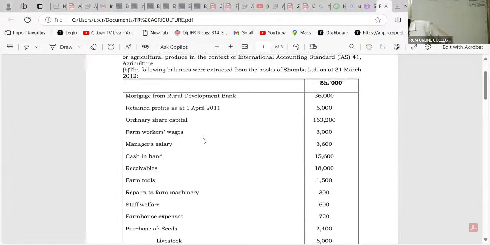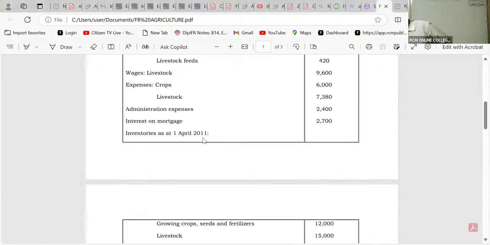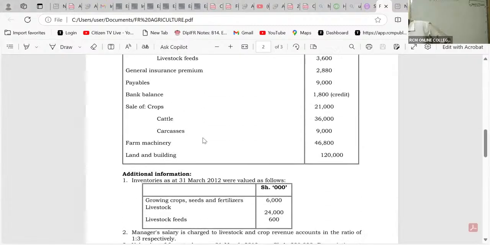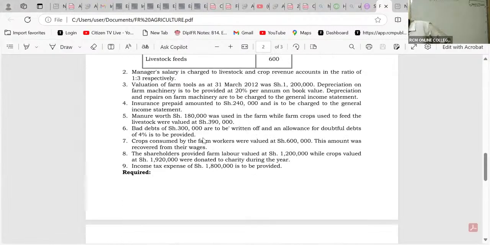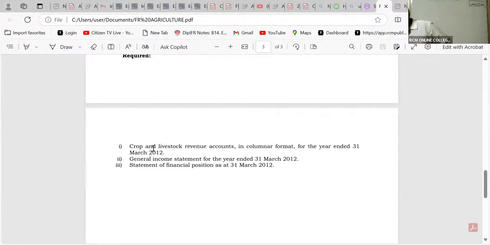So I can see things happening there. Very many things: they have given me a trial balance, and I can see additional information. We are required to do a crop and livestock revenue account in columnar format for the year ended 31st March 2012. So this is an examiner who is wishing me success.